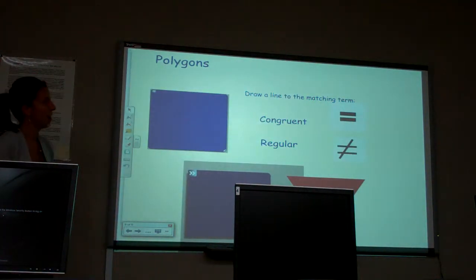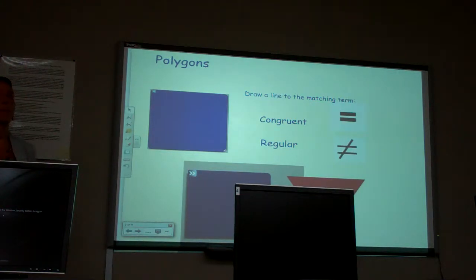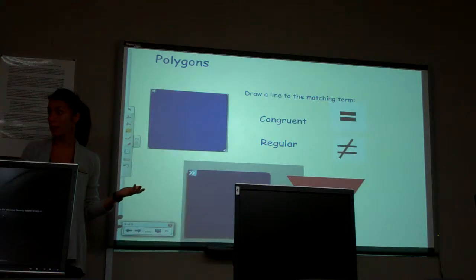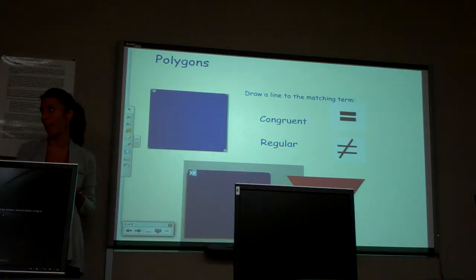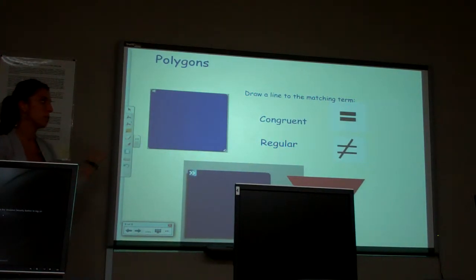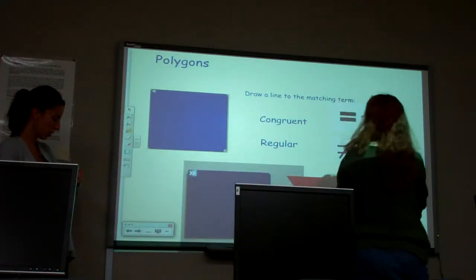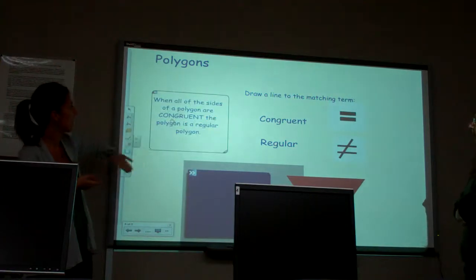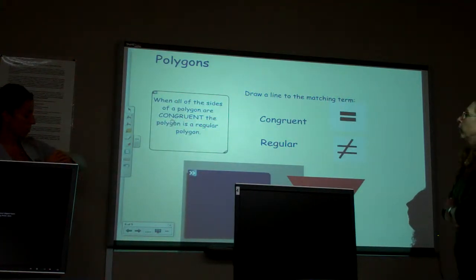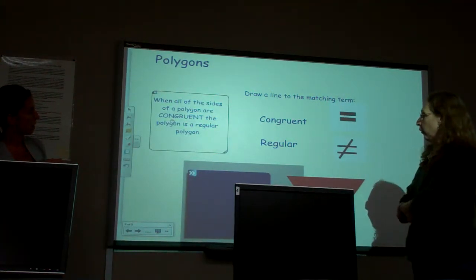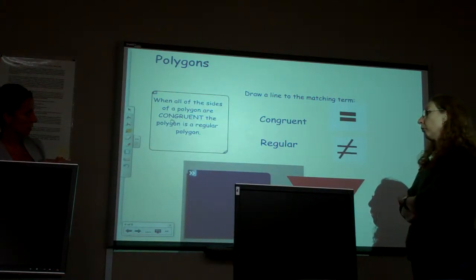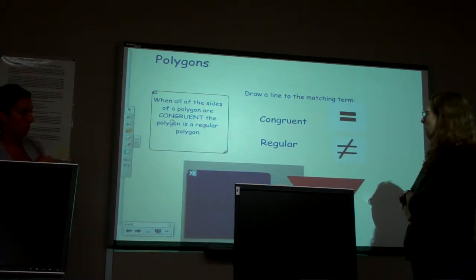All right, so now we have to talk about some more things. Now, Kim, you did really great at using your language skills in the last part, so I want to see if you can use your language skills again. So we're going to use 2 big words. Can you read those words to me? Congruent and regular. Well, let's go ahead and hit this one. Read that. When all of the sides of a polygon are congruent, the polygon is a regular polygon. So can you draw the line to the matching term?